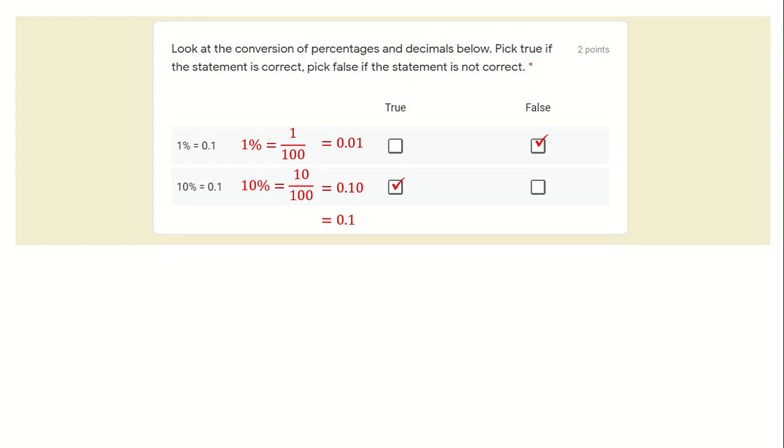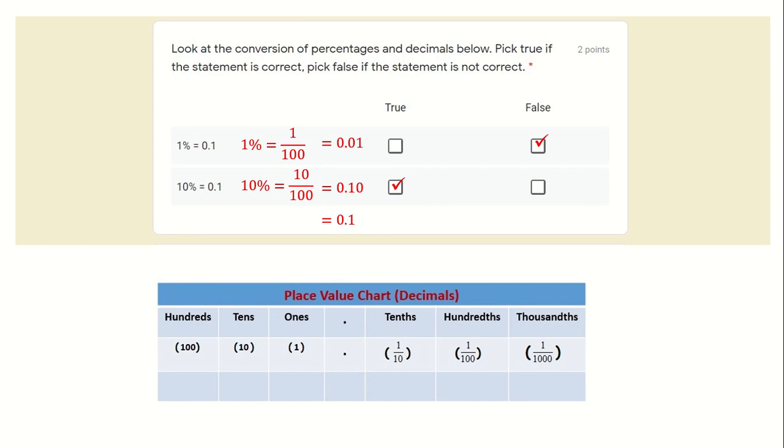The statement is true. If you need to refresh your memory about decimals again, I'm giving you the place value chart of decimals. You can pause the video and take a look at the fact at the top, whether my statement is correct or not. Let's check by yourself.